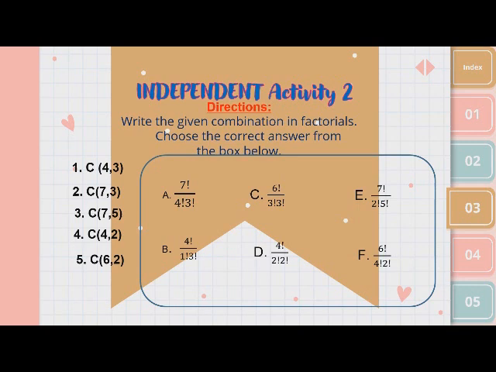For example, number 1 is correct, letter B. That is 4 factorial divided by 1 factorial times 3 factorial, applying our formula. Number 2, the correct answer is letter A. Number 3, letter E. Next one, number 4, very good, letter D. And the last one, we have letter F. I hope you got them all.